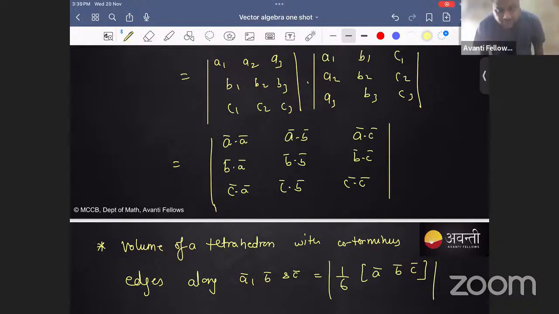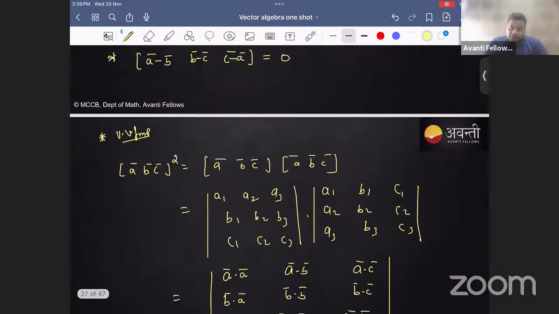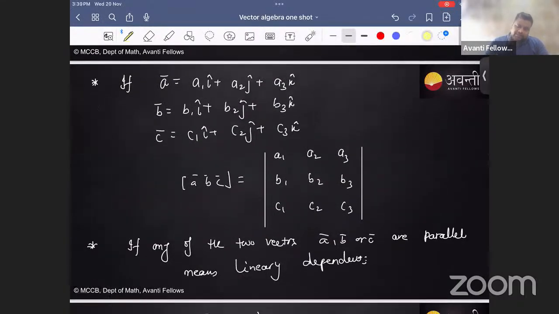Hello? Yes. So this was vector triple product. All right. The most important thing here is how to calculate the volume of a tetrahedron. That is 1/6 of box ABC. How to calculate the volume of a parallelepiped? That is box ABC. And how to calculate box ABC is from this. Just simply put the vectors in the determinant and get the value. Am I clear?